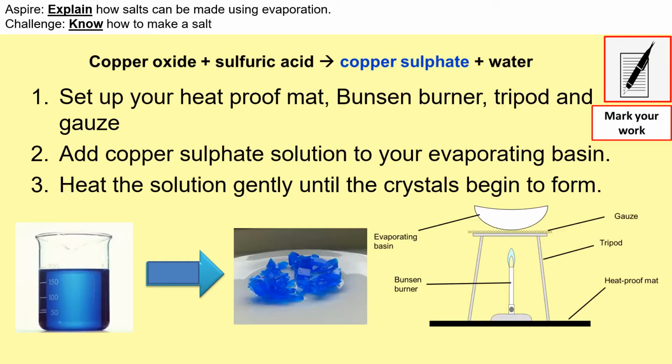So the last part, hopefully, that you have written down is that you get your Bunsen burner, your tripod and gauze on a heat-proof mat. You have your evaporating basin and you add your blue copper sulfate solution to it. And then you heat the solution gently until the crystals begin to form. And then you get these beautiful blue copper sulfate crystals that you can see in the middle of the slide.